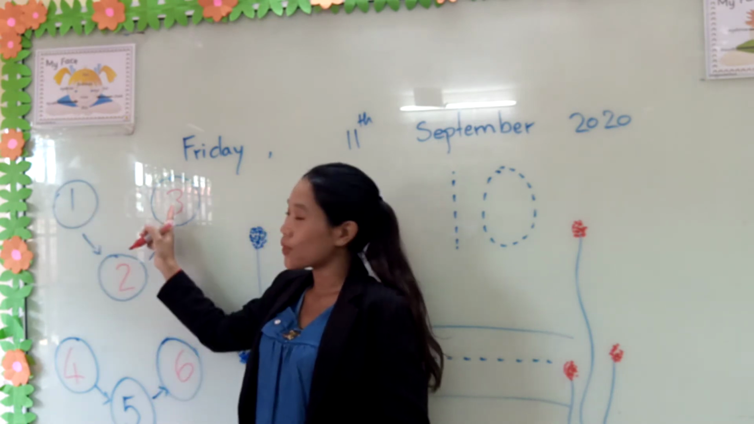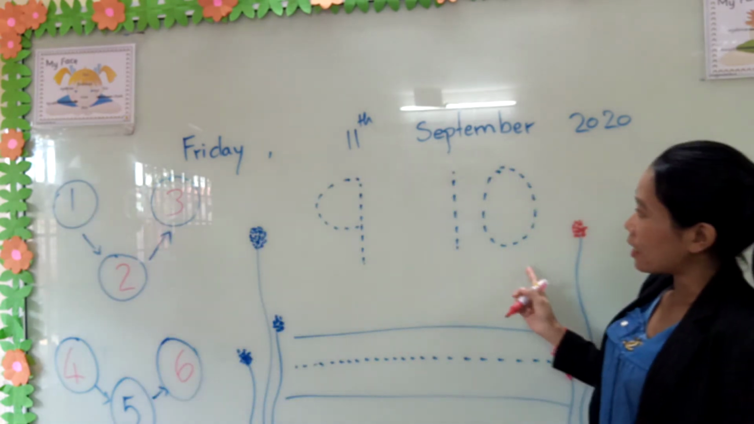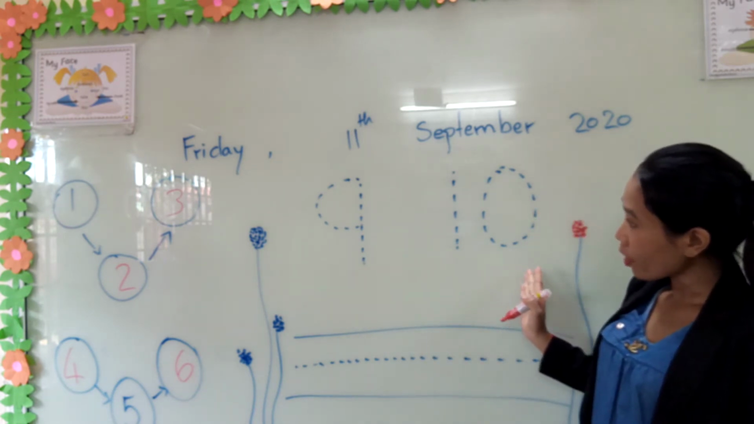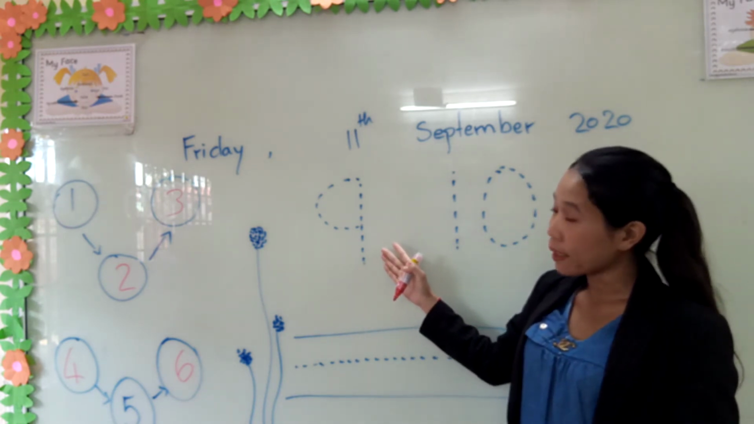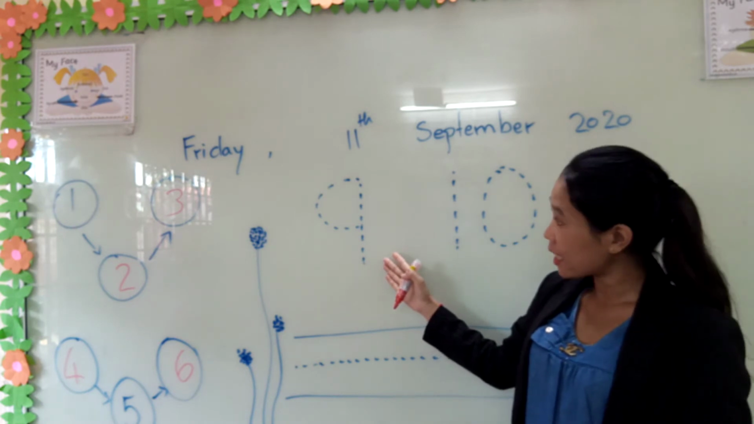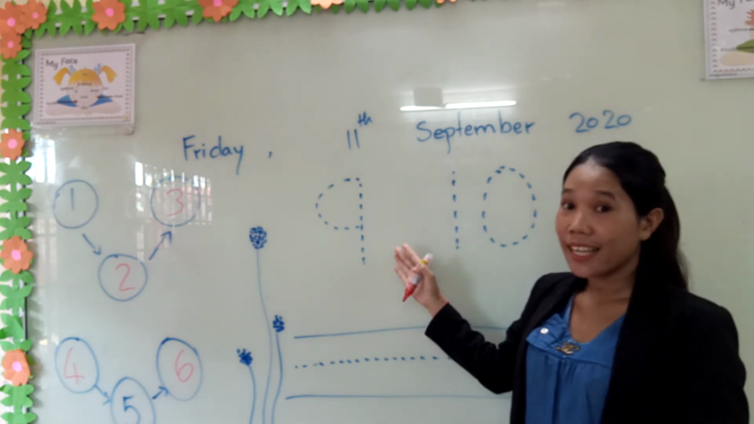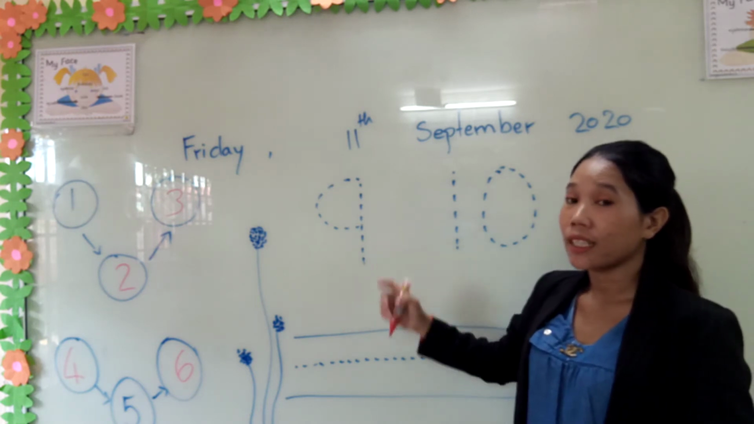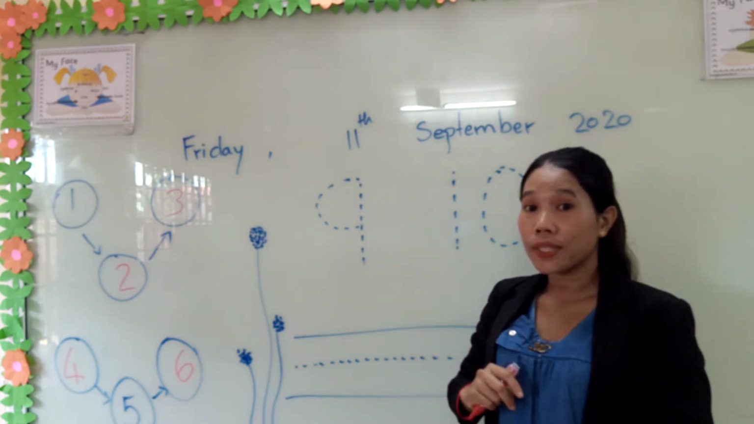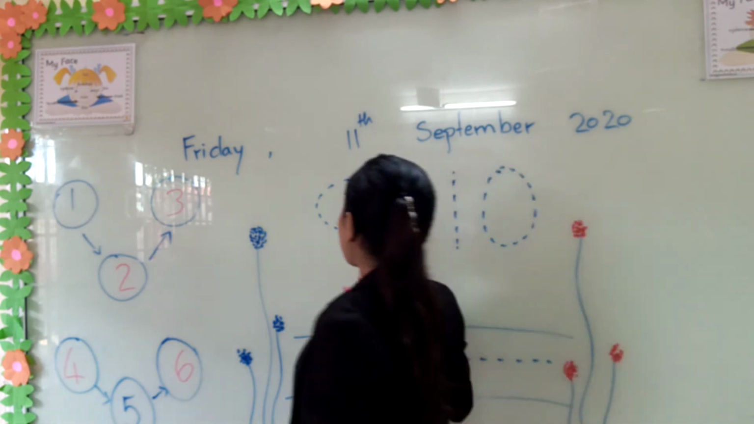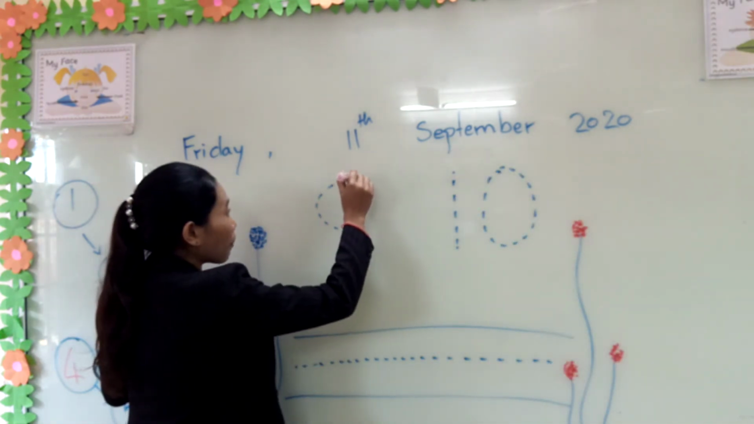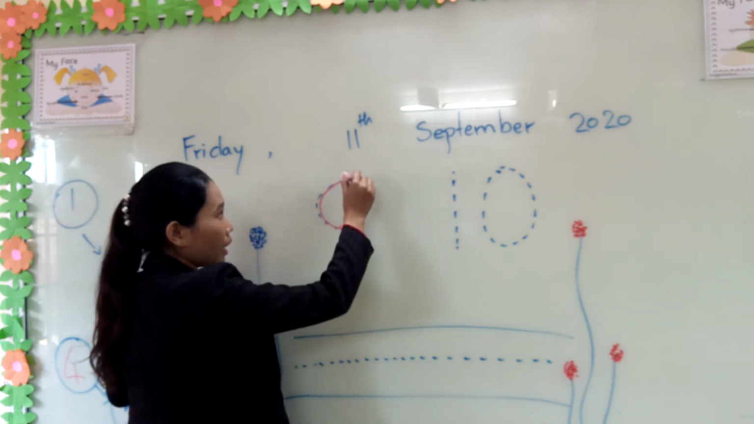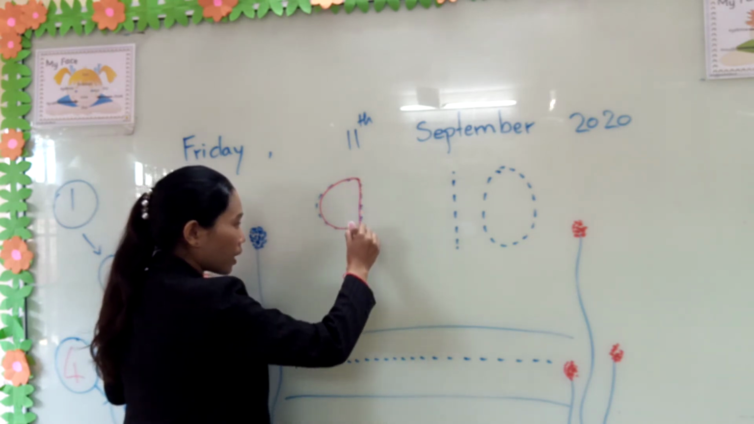1, 2, 3. So now in the middle whiteboard, teacher has two numbers. The first number, what number is it? It's 9. Okay, number 9. So number 9 has two steps. Okay, how to write number 9? Up, curve, middle. And second step, up and straight.